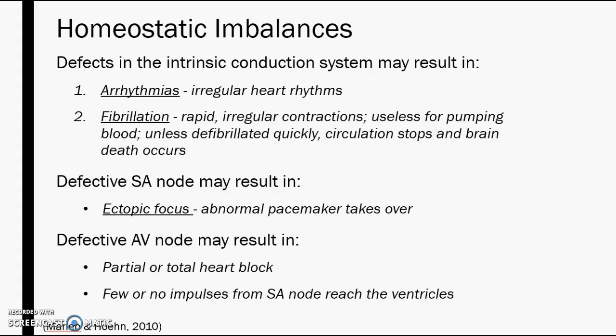A defective SA node can lead to an ectopic focus. In this case, people usually get a pacemaker put in. A defective AV node can result in partial or total heart block, where few or no impulses from the SA node are actually reaching the ventricle. So again, very serious issues, most of the time treated with an artificial pacemaker.